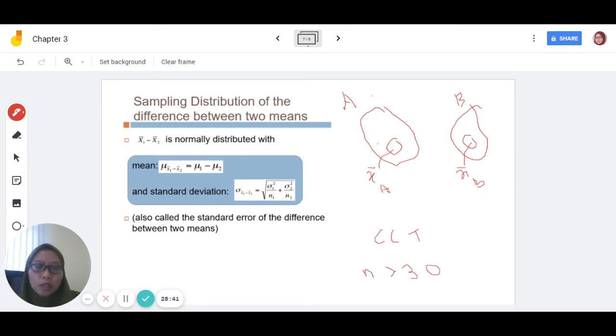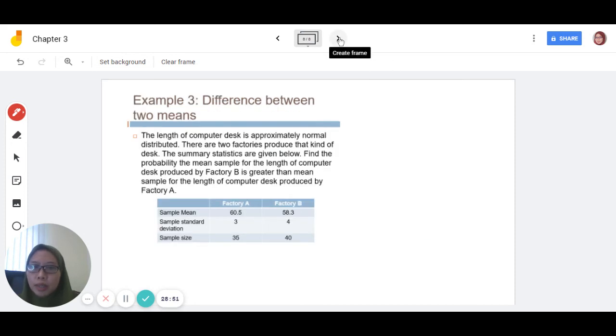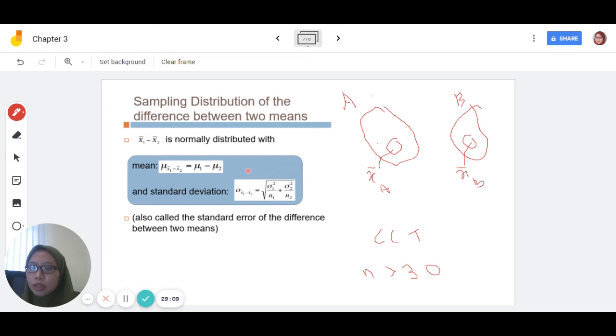Okay, the difference is normally distributed. You can assume that it is a normal distribution. Like the previous single mean, we can also find the probability of the difference for two means. Using the previous steps, you find the difference between the two means first, then you get the standard deviation of the two means, and then you compute the z value, like the previous example.